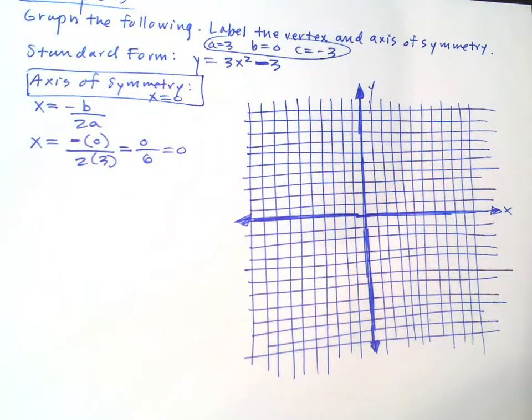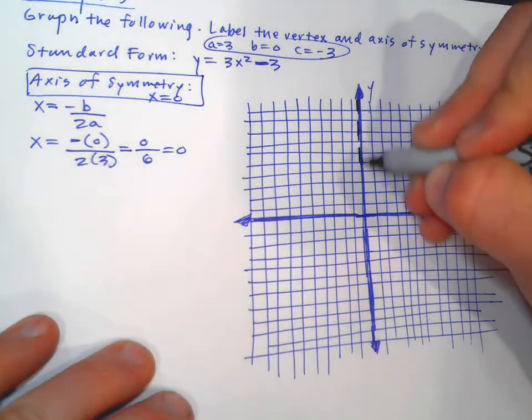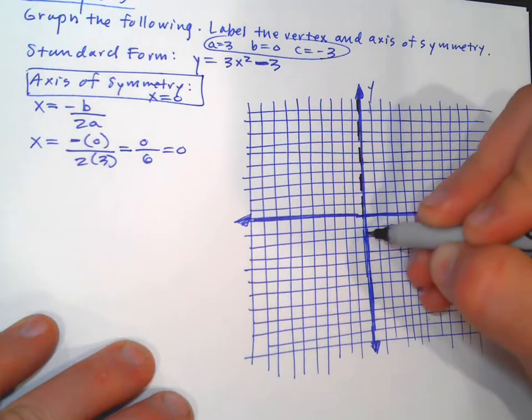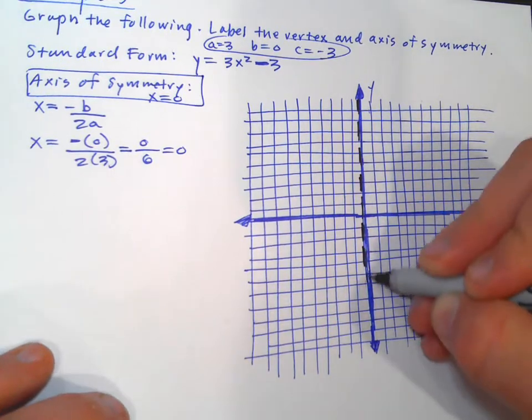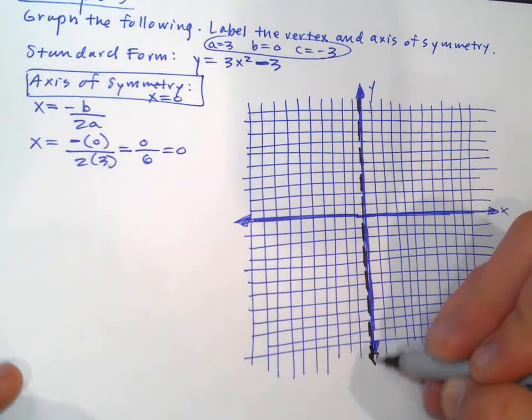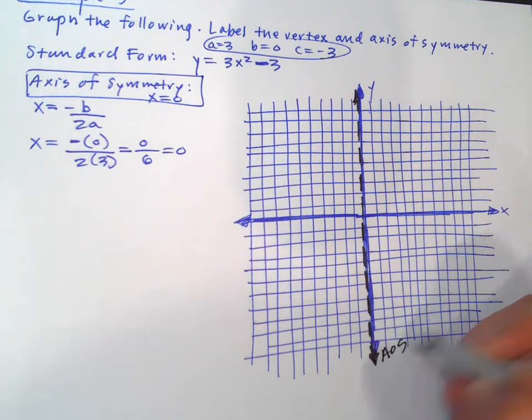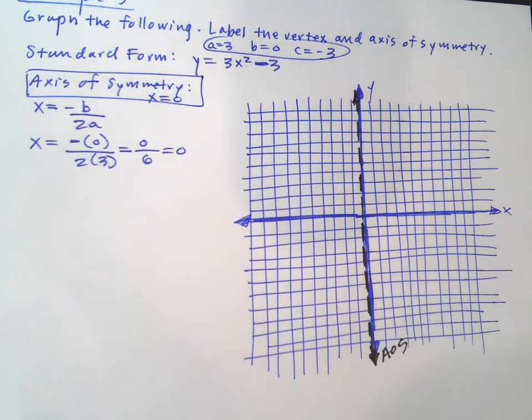So I'm going to do that one a little different, just to try and make it stand out. So a dashed line, it's a vertical line. It happens to be right on top of the y-axis. So AOS, axis of symmetry. So we got that.